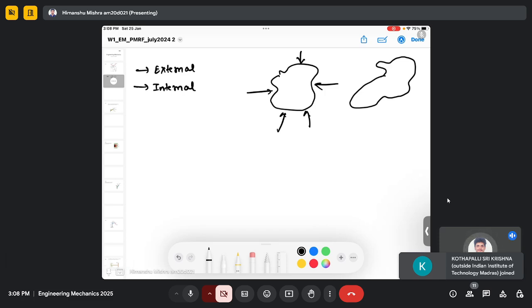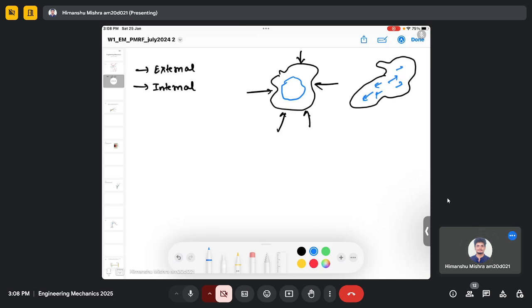Now this change in shape occurs when there are internal forces acting. Let's say these blue arrows indicate my internal forces. So internal forces are responsible for changing the shape of the body. They can deform the body. But if you assume your body to be rigid and it cannot deform, then the summation of all those internal forces is zero, and you need to be concerned only about external forces.